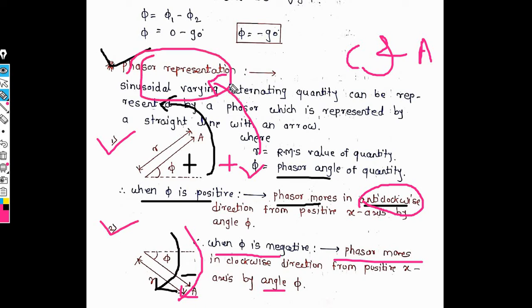Okay, now this is the concept of phasor representation. When phi is positive, the phasor moves in the anti-clockwise direction. When phi is negative, the phasor moves in the clockwise direction from the positive x-axis. Here is the positive x-axis.